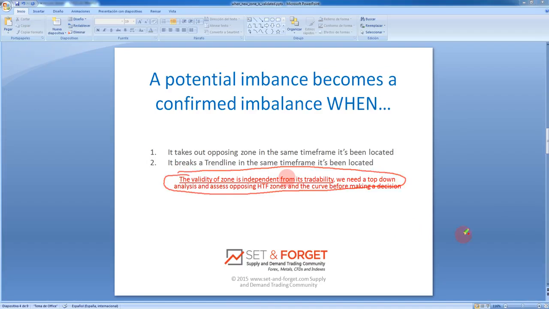I'm doing it very quick, okay? Because I have it very clear in my mind, but you can pause the video and all that. You will see the validity of the zone depends on its tradability. We need to make top-down analysis and assess opposing high time frame zones and the curve before making any decision.